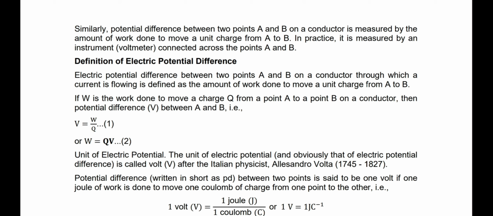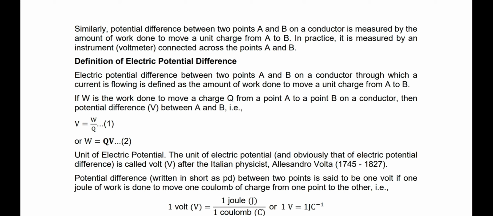Suppose this is W, and W is equal to Q into V, or moreover we can say that V is equal to W divided by Q. This is the formula for electric potential: V equals W divided by Q. Now, as we know, the instrument used to measure electric potential difference is the voltmeter, and what should be the unit of electric potential?